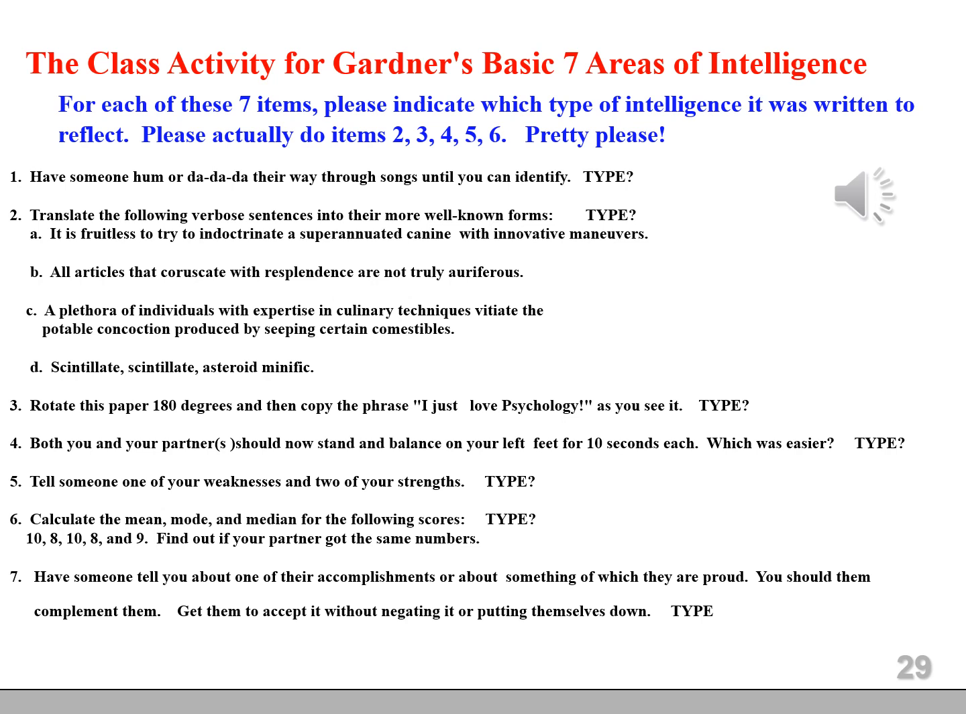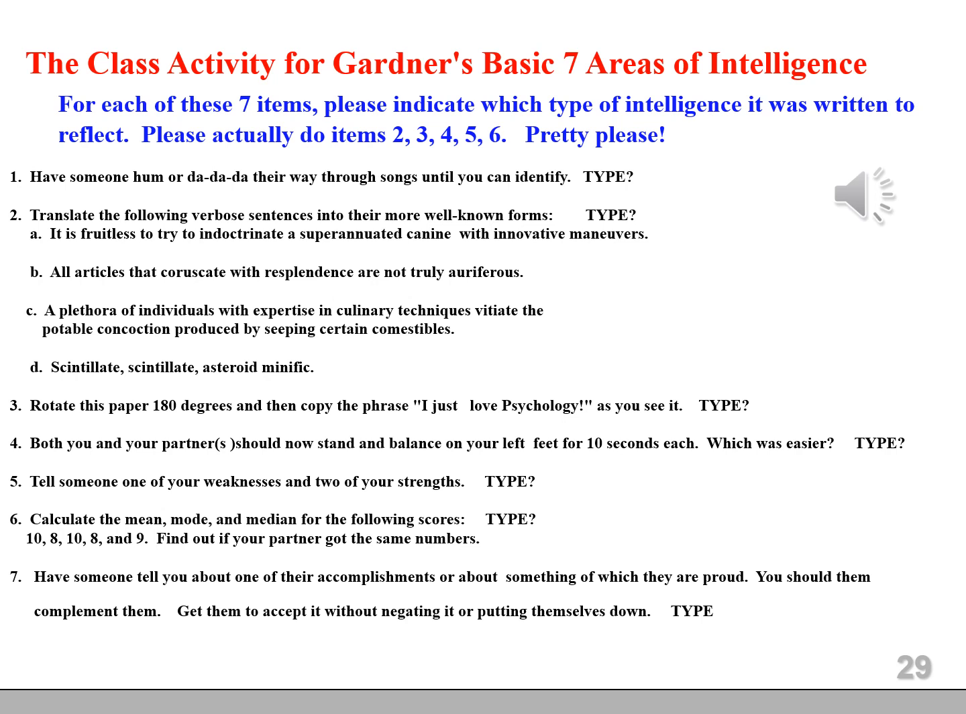Number 4, you probably know that you have a handedness, but you also have an eye preference. For example, if given a microscope or a telescope, you'll almost always use the same eye. You also have a foot preference. For example, if we roll a kickball at you. Anyway, this would be bodily kinesthetic.